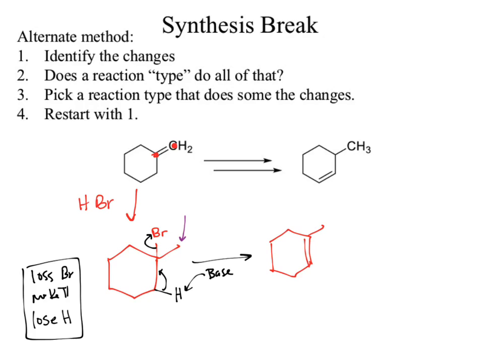Well, that's cool. That did everything I wanted it to do. Loss of a bromine, make a pi bond, and loss of hydrogen. Do I have my final product? No. So what do I have to do now? Another reaction. I have to do another reaction. Well, what things changed? Okay, can I change the location of a pi bond? No. That kind of sucks. Okay, so I'm going to have to run through the make and break of my pi bond, just like we did last time.